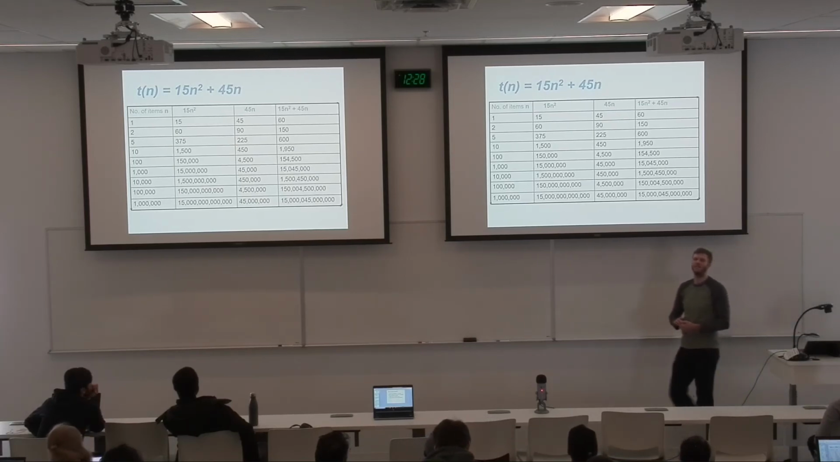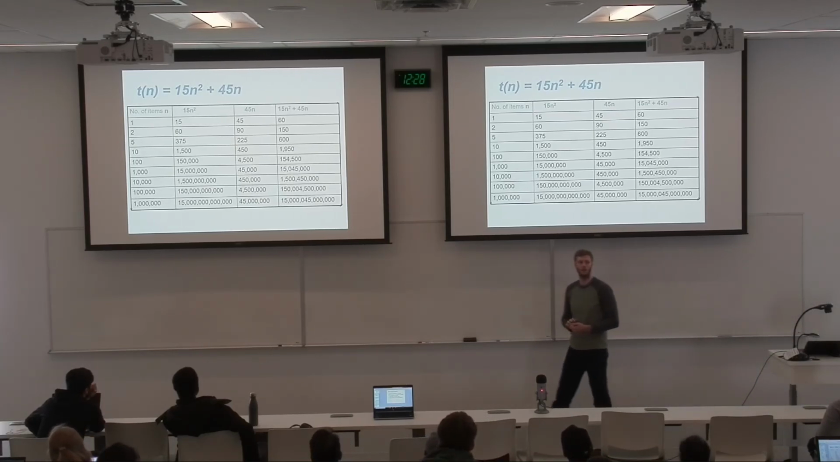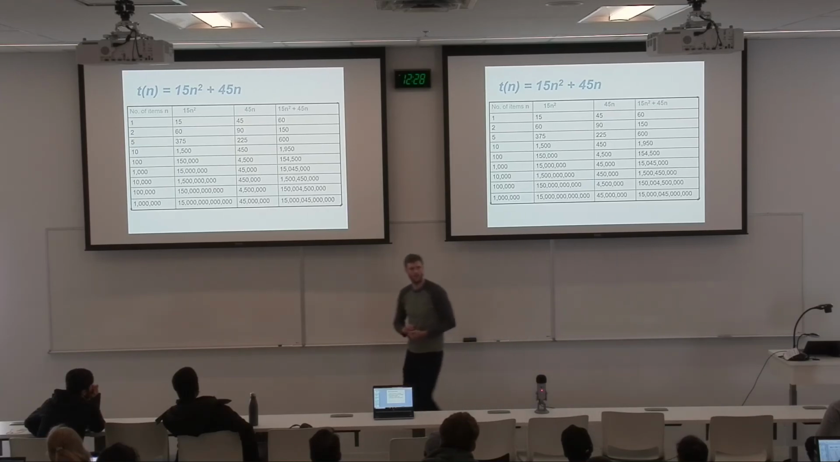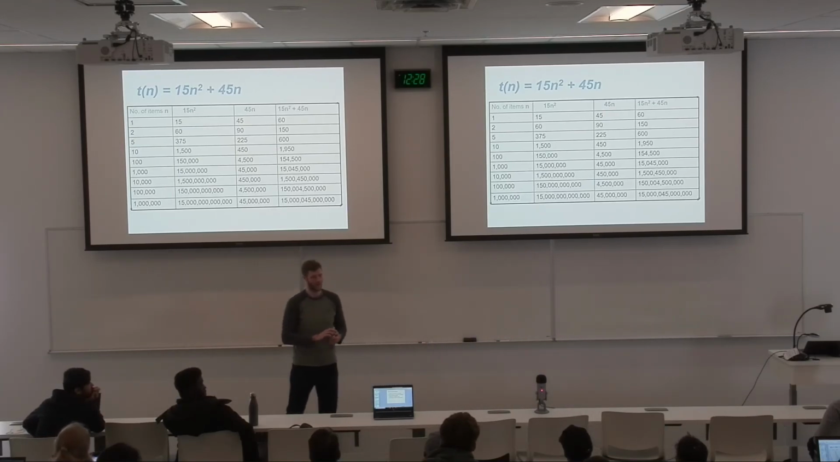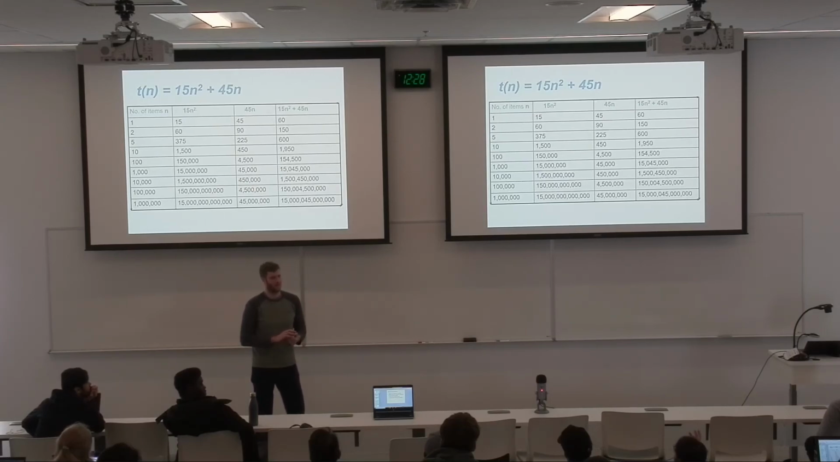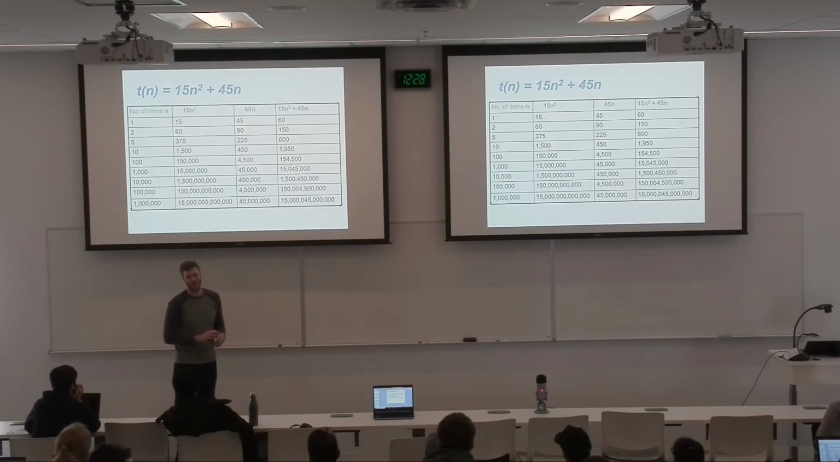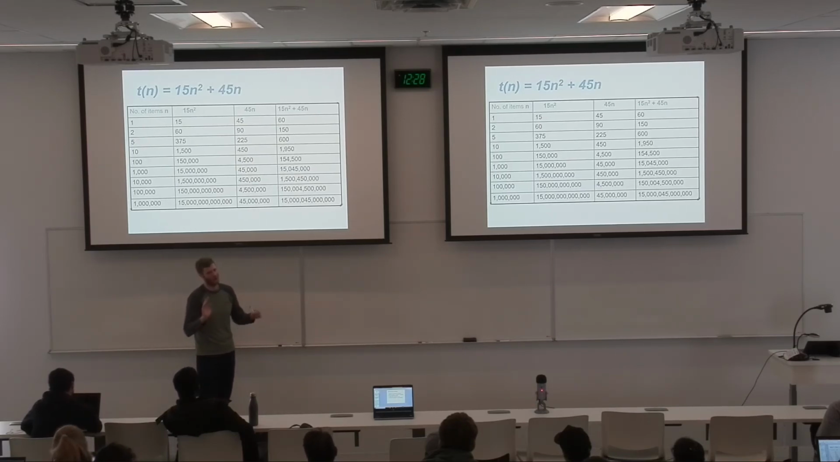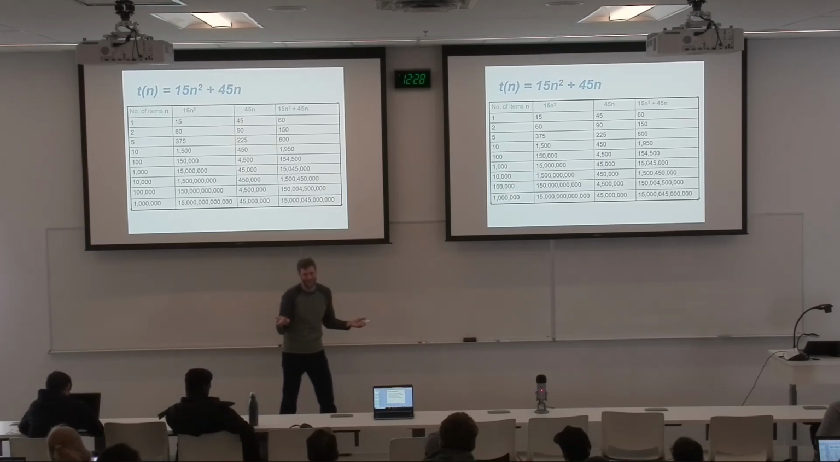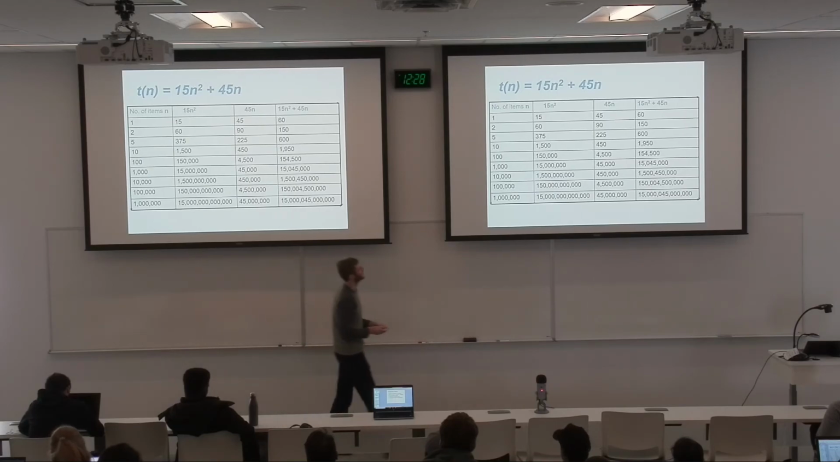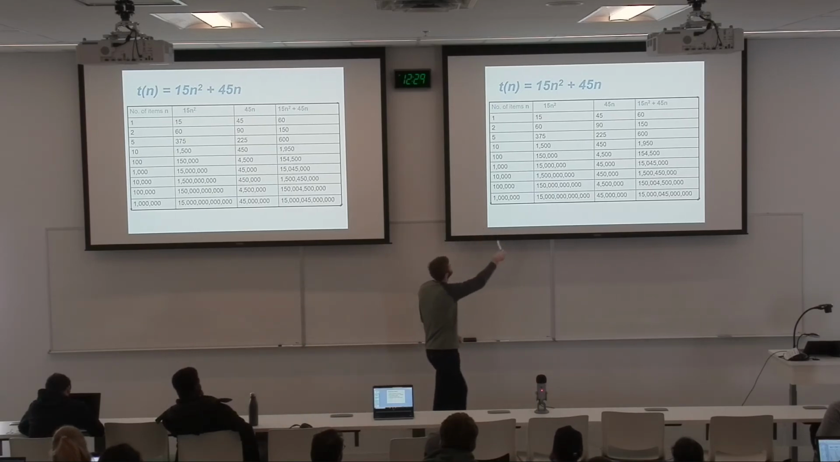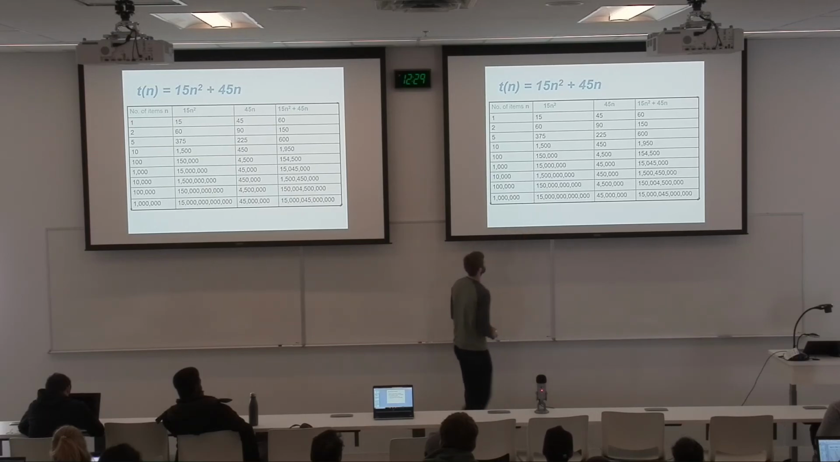All right, what are some trends we see? 15n squared growth is higher compared to 45n. As n increases, 15n squared grows way faster than 45n. This shouldn't blow anyone's mind unless you haven't finished grade 9 math, of course. We know squares will grow faster than linear things. So as n increases, this grows way faster.